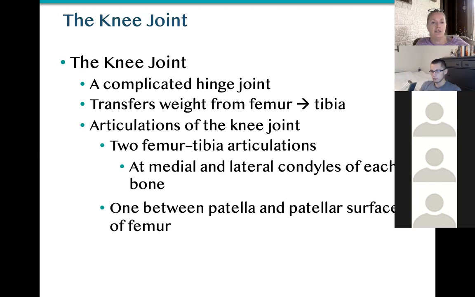All right, let's move on to our knee joint. It's a complicated hinge joint, and it's going to transfer all the weight of your upper body from the femur onto the tibia below it. So the articulations of the knee joint: you're going to have two articulations of the femur with the tibia, at both the medial and the lateral condyles of each of those bones. And then there will also be one between the patella and the patellar surface of the femur. And you're going to have the quadriceps tendon, which basically wraps around the whole patella.